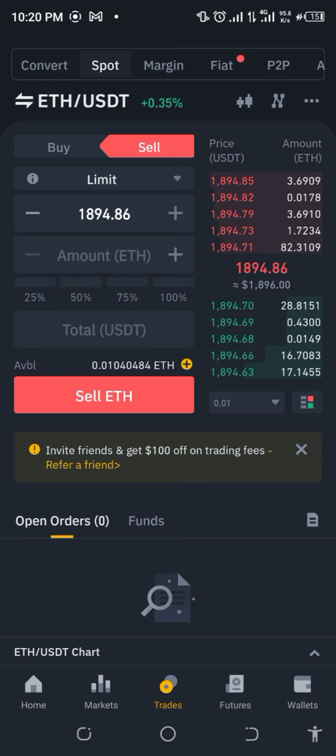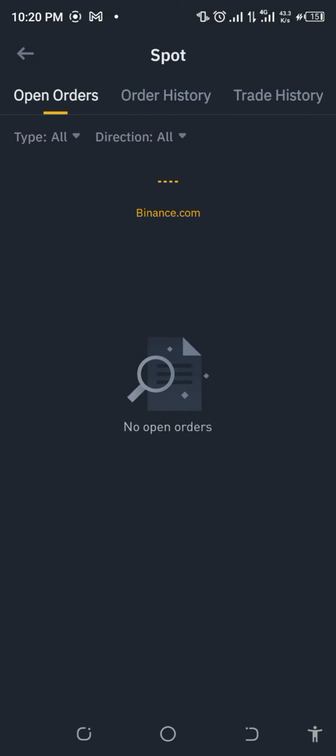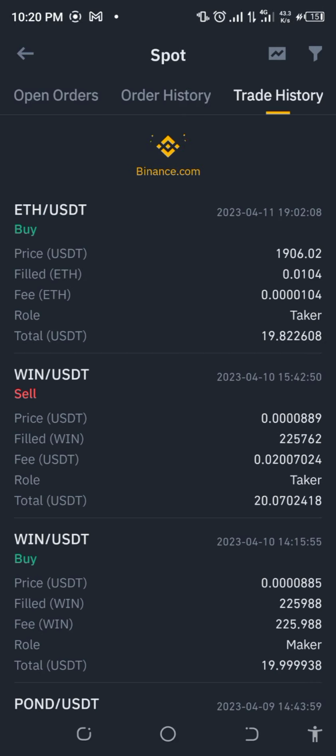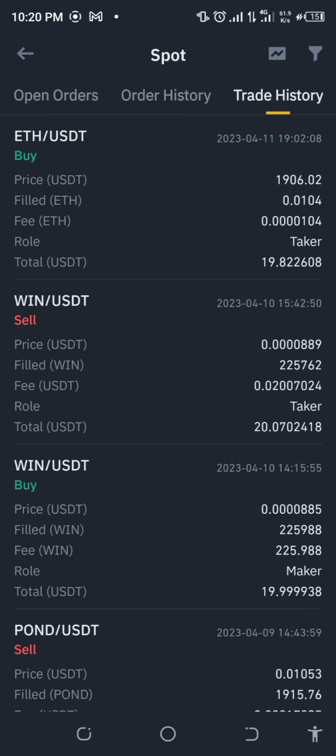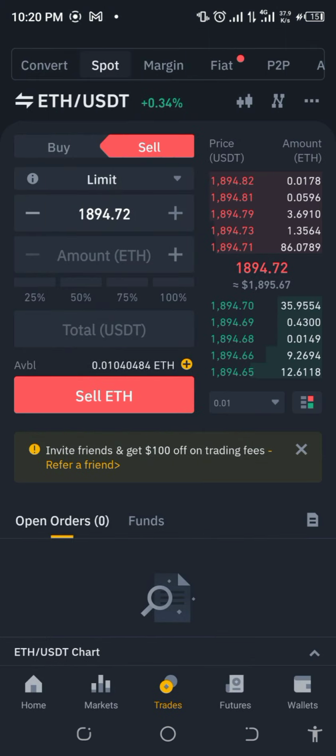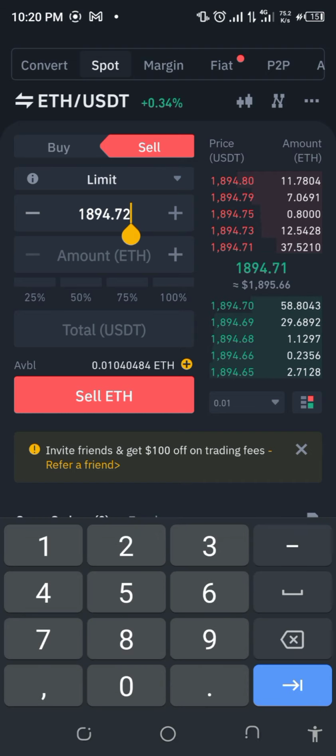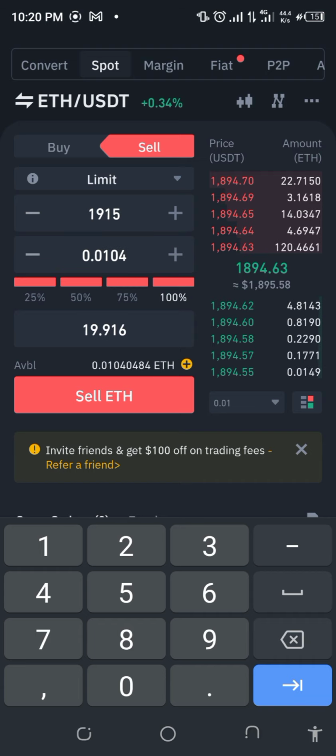Let me check just to be sure of the amount we bought it at. That was our trade history. Okay, so we bought it at 1906, so we need to sell it at something higher than that. So I'm just going to come here and set a sell limit. That was 1906. Let's set a sell limit to 1920. Will it ever get there? I'm not sure. Let's set the sell limit to 1915. Okay, so I'm just going to put everything there and see.